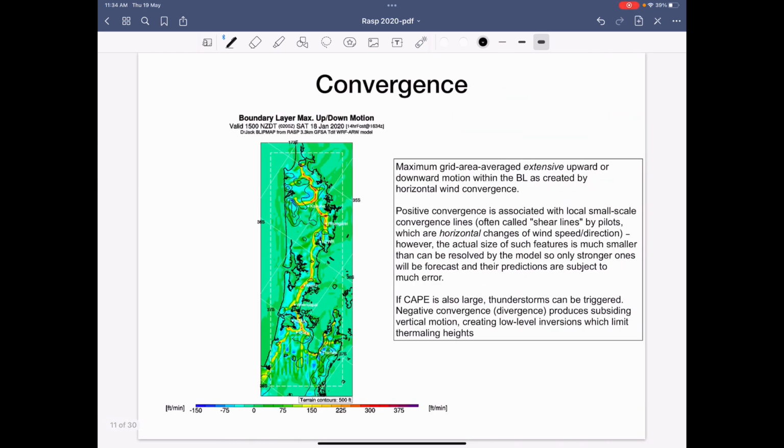Convergence. Convergence is indicated by, you can see these lines on the map with the yellow and orange lines of convergence. And again, we've got a key down the bottom, a lot of yellow and orange and red. So quite good convergence, 150 to 200 feet per minute up. And you can see patches of light blue, which would be sort of 50 feet per minute sink. So that's how to read the convergence page.